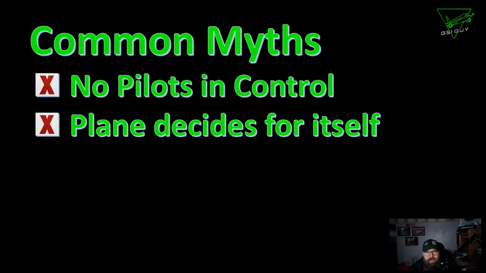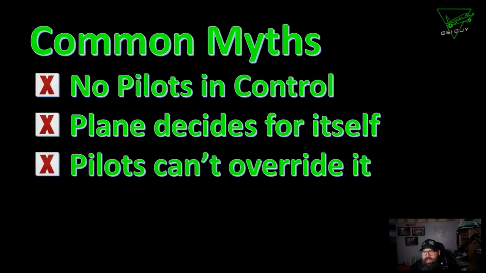If you have a nav database that's loaded and you've got a route that's loaded into the airplane, it will fly that route. It might not do it exactly the way it should, but it will fly that route, if it's set up correctly. If it's set up to do it, it will do it. And then there are some people out there, for some godforsaken reason, that think pilots can't override the autopilot.